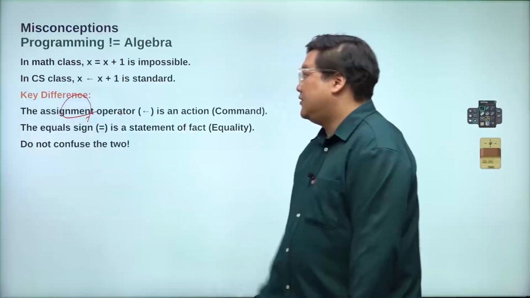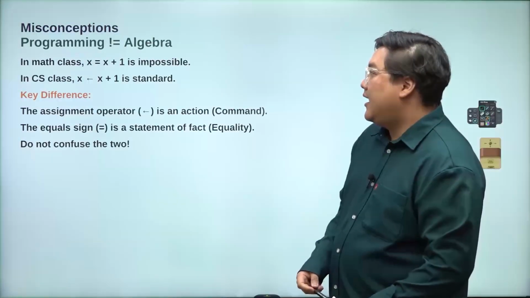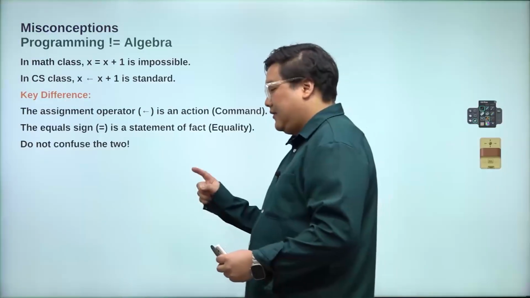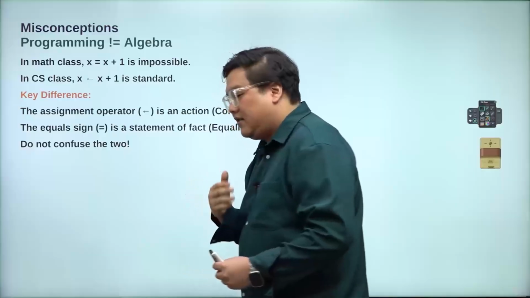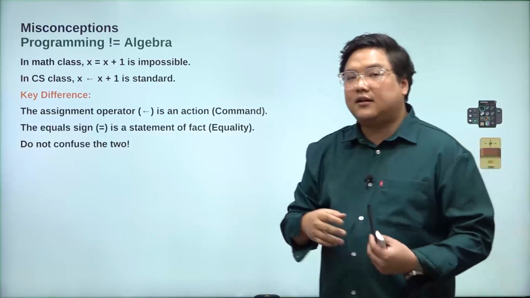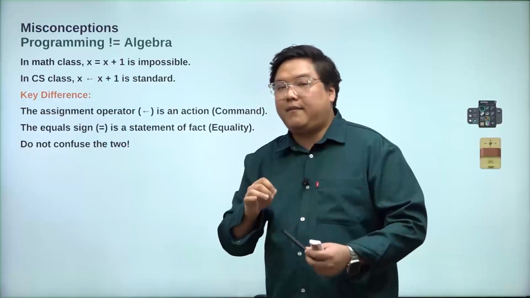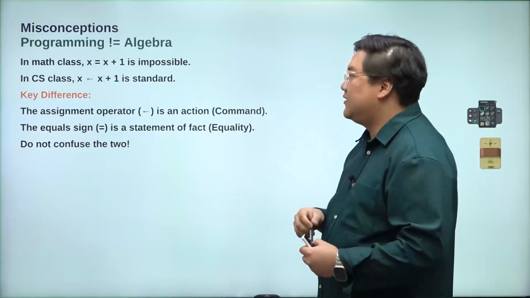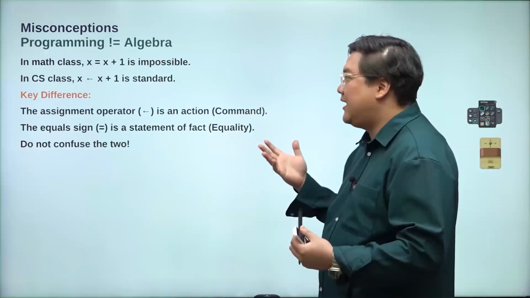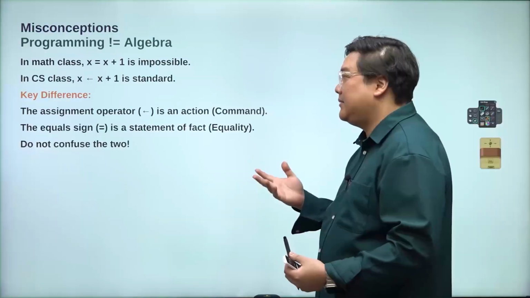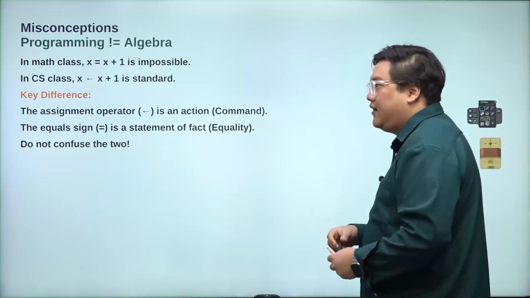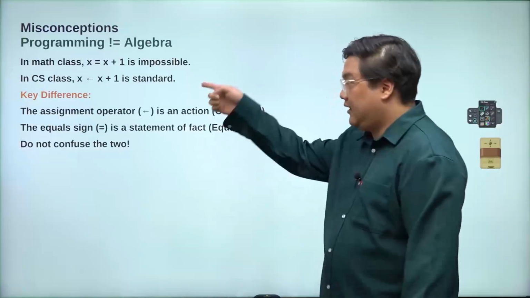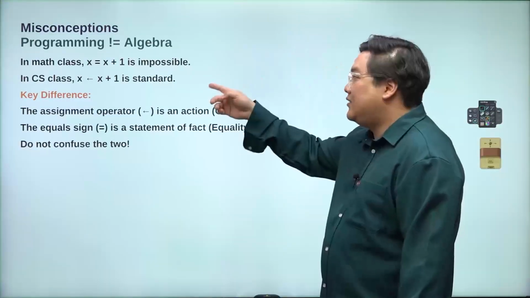That's the process. In programming, you can think of the arrow as an equal sign, but it's different from the mathematical equal sign. In math class, x equals x plus 1 is impossible because it would evaluate to a false statement, like 0 equals 1. But in computer science, that is okay.